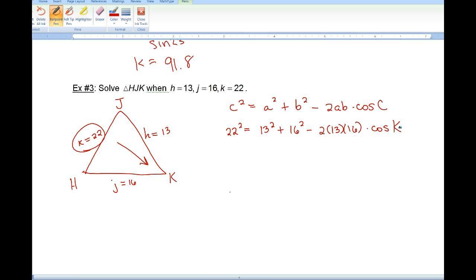This is one that we cannot just, well, you can plug it all into your calculator at once, but I don't want you to, at least. So what do we have to do first? We have to do parentheses, or in this case, it's going to be exponents, because we really don't have any grouping symbol. So figure out 22 squared, what's that? And what's 13 squared plus 16 squared? That you could do in one step. And then what's this?